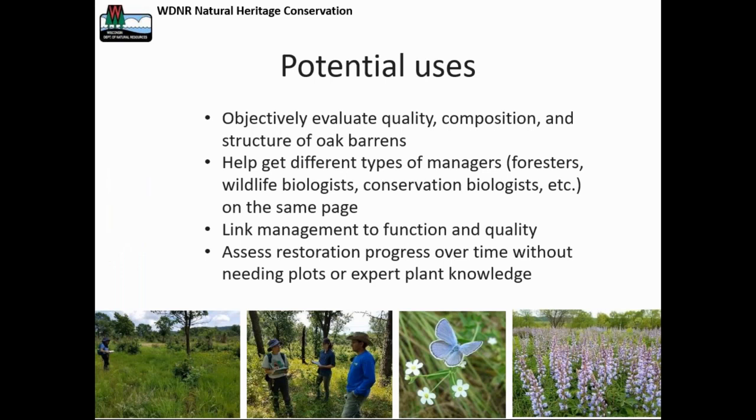So to wrap up and come back to some of the big picture things, there's a lot of potential uses for this. We think you could use it to objectively evaluate initial baseline quality, composition, and structure of barrens. It can help get different types of managers on the same page, whether you're a forester, a wildlife biologist, or a conservation biologist, using the same metrics and standard quantitative thresholds, to see that we're in a higher quality area, or we need to address this area here because it's dragging our score down. It can be used to link management to function, quality, and integrity, and it can assess restoration progress over time without needing a lot of plots or time or expert plant knowledge.